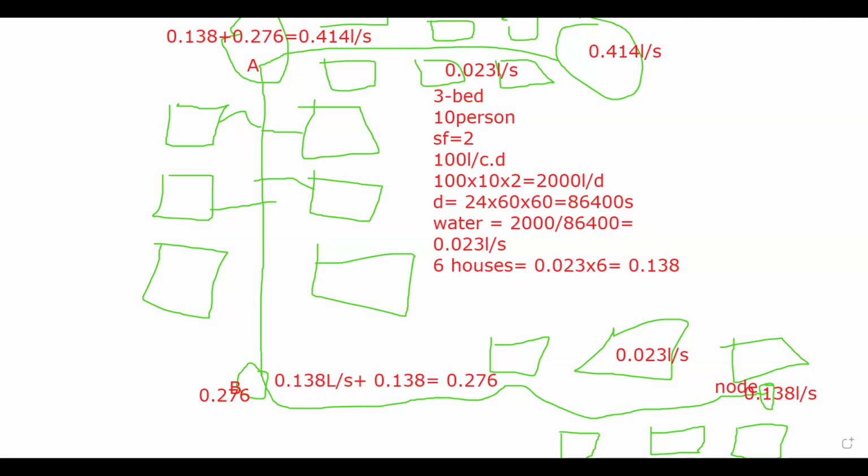So from node A to B is a pipe, and from B to C is a pipe, with houses attached to it, yes. And we're trying to get the water demand so that we can get the pipe sizes, which increase as you're going towards the source. It's increasing, yes. Okay, thank you.